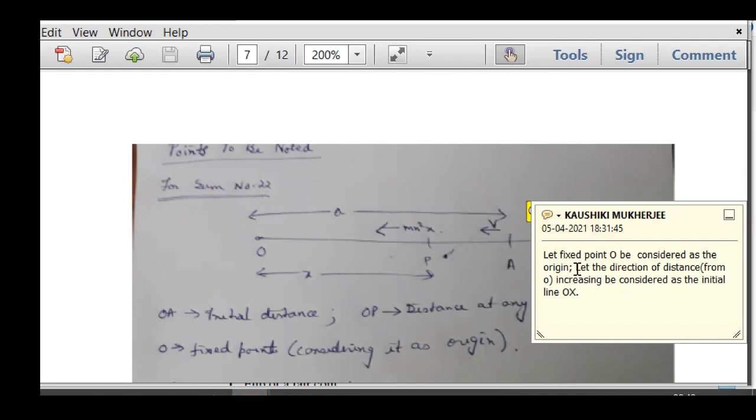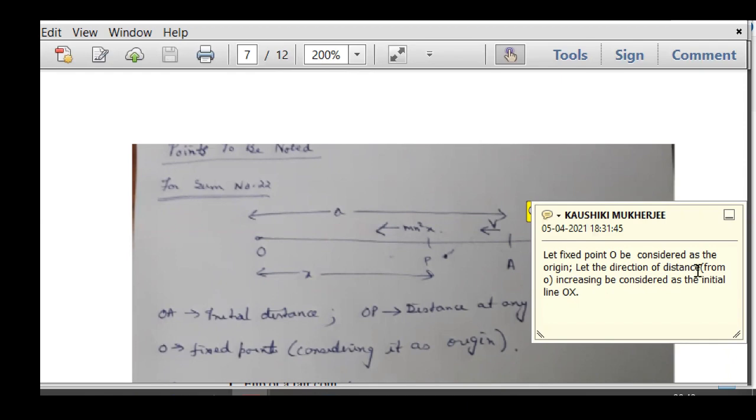It won't change. Okay. So let us consider that fixed point as our origin. We need one origin, so we have got the origin. Another thing we need is an initial line, that means the x-axis. That x-axis will be provided by the line over which the particle is moving, along which you are measuring the distance. So the fixed point O is considered the origin.